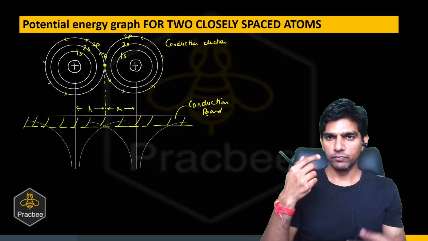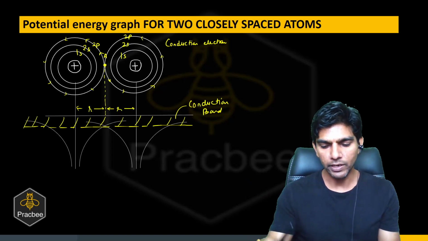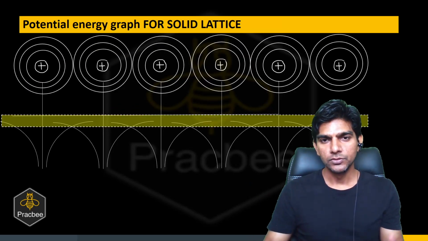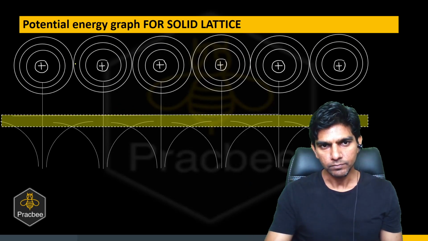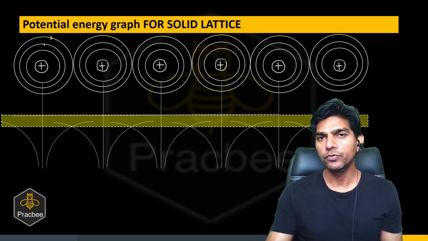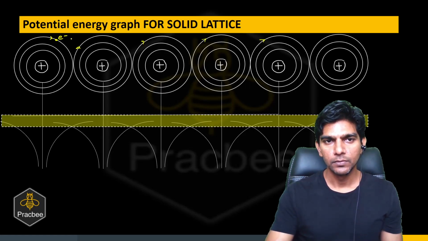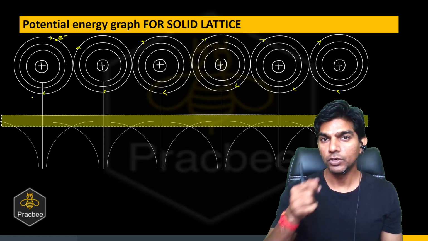Okay, so again it is a simple case, but what happens if we have a lattice which has trillions of atoms? So let us see. In a lattice, again we can say the electron which is having sufficient energy can move from one atom to another atom and take part in the conduction process. So I'm taking an electron which can move from one atom to another atom and can move throughout the lattice.